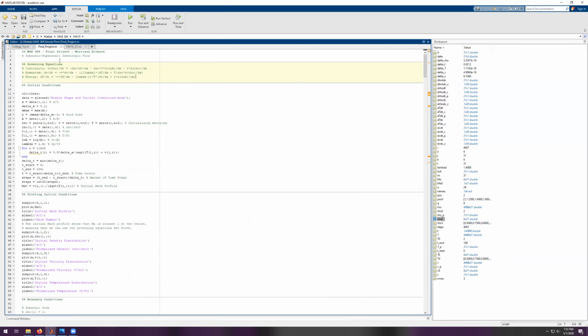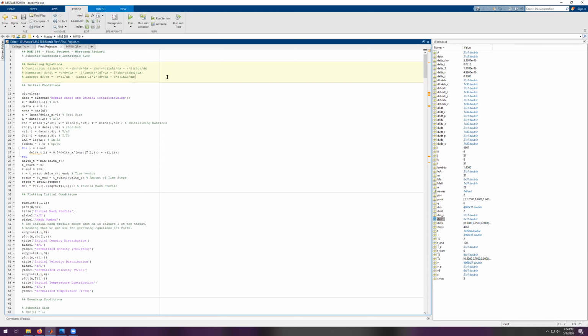So we have the partial density with respect to time is equal to negative density times the partial velocity with respect to x, minus the velocity times the density times the natural log of the area with respect to x, minus the velocity times the partial density with respect to x for our continuity equation. For the momentum equation, we have that the partial velocity with respect to time is equal to negative the velocity times partial velocity with respect to x, minus 1 over lambda times the partial temperature with respect to x plus the temperature over the density times the partial density with respect to x.